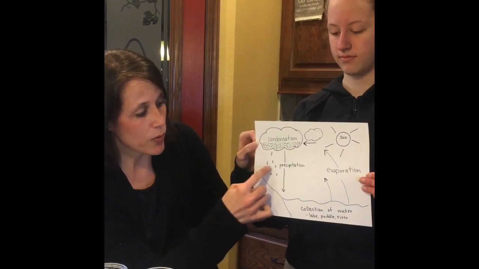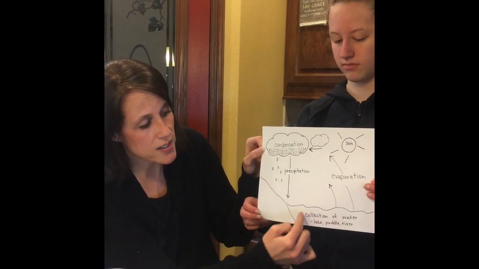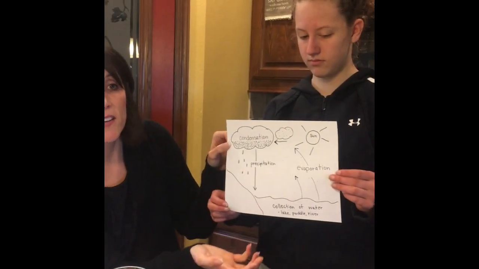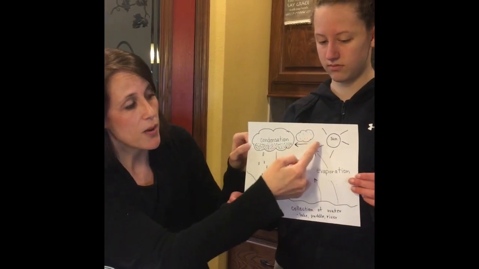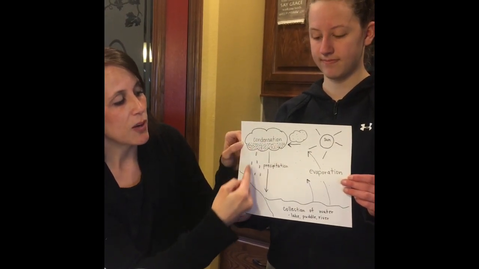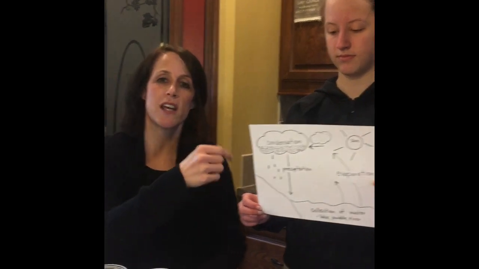And then that rain can go into the earth. It can go into these collection spots of lakes or puddles or rivers. And then later on, the sun will come out. That water will evaporate. It will condense. And it will come back down. So that's how you get your cycle.